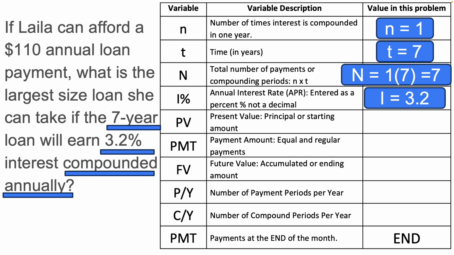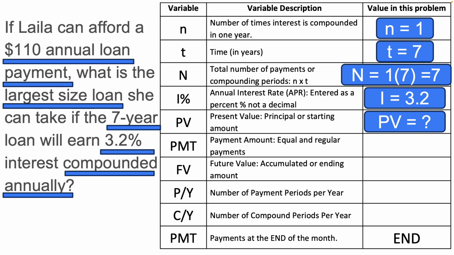The present value or principal is the initial loan amount. Now for this problem, if we go back to the start, it says if Layla can afford a $110 annual loan payment, what is the largest size loan she can take? So we're actually looking for the present value. So PV, which is the initial loan amount, is our unknown. Now let's find PMT, which is the payment amount. It says that Layla can afford a $110 annual loan payment. Since the payment is a cash amount, we need to think about the direction of the cash flow. This is a cash outflow. This is a payment that Layla is paying every year. So PMT in this case will be negative 110.